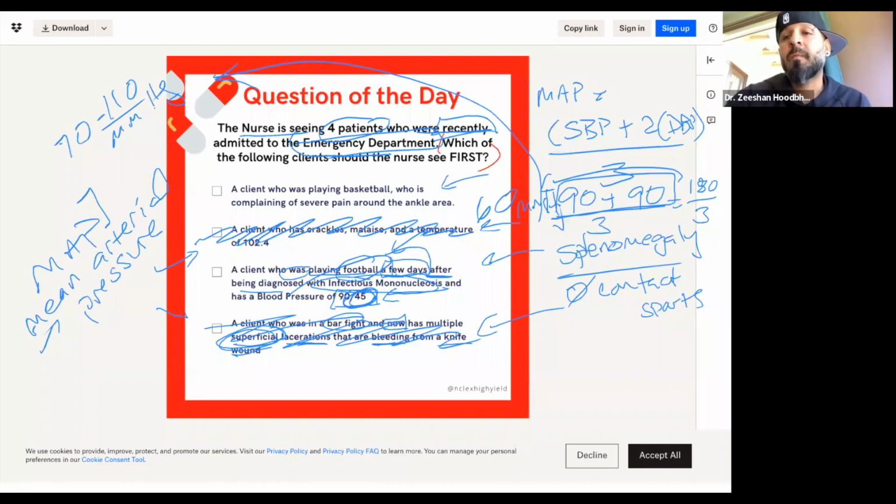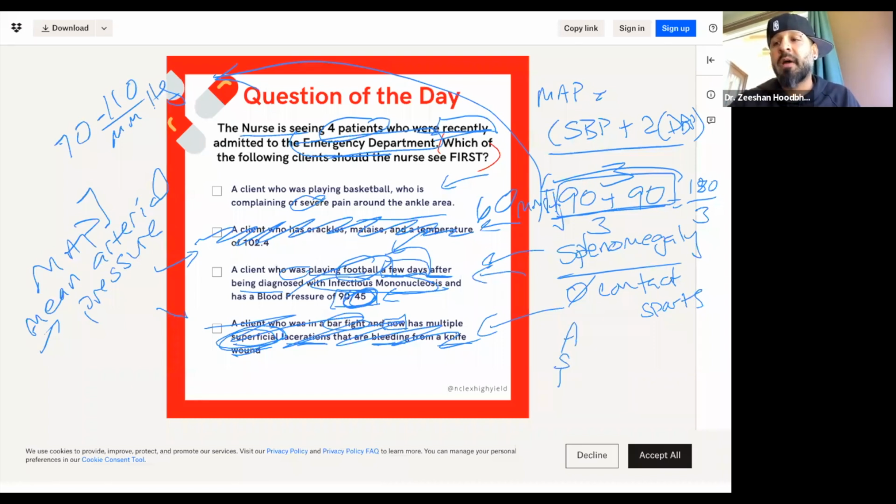And lastly, a client who's playing basketball who is complaining of severe pain around the ankle area. What do you think they did? They probably rolled their ankle: bone bruise, fracture, swollen ankle, sprain, whatever it is. Again, I'm using pain because people think about pain and they're like, oh dang, that hurts. But do we have time? Yes, we do. This person is actively hemorrhaging.